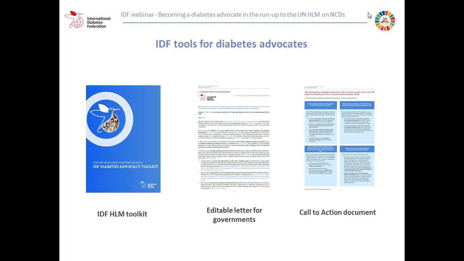In this toolkit, we added a letter for government. This is a letter that everyone can tailor with different figures from your countries. You can see an image of the letter there. Basically it has the IDF logo on it, and then we have some text that is relevant for all the countries. But then there is some text in blue that you need to tailor according to the situation in your country. You can also access this letter separately.